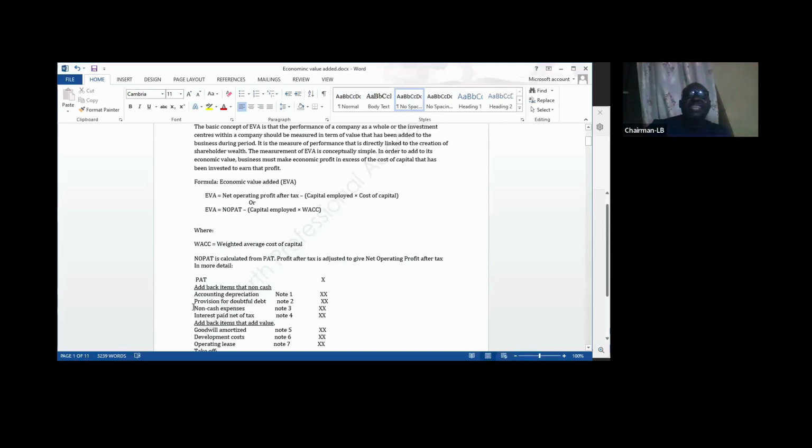Other non-cash items, where the examiner says you have non-cash items beyond depreciation, you can also have non-cash items like notional rents. When we say notional rents, what do we understand by notional rents? Let me explain that briefly.